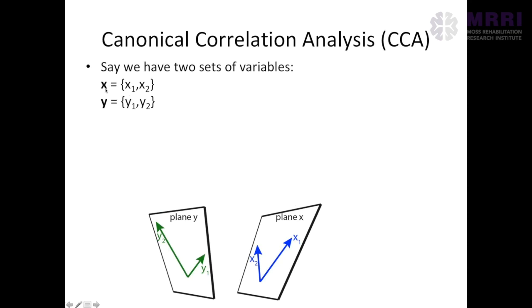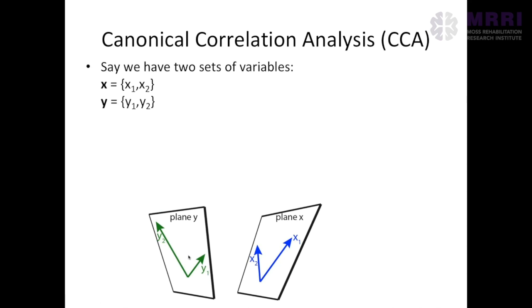And so imagine that each of these variables has two things. Like I said, maybe this is voxel 1 and voxel 2, and this is behavior 1 and behavior 2, however you want to think about it. But basically, you can imagine that these two sets of variables form some plane in space, right?